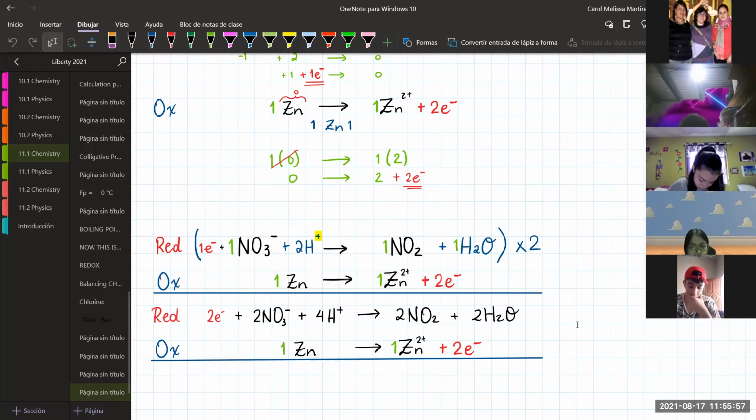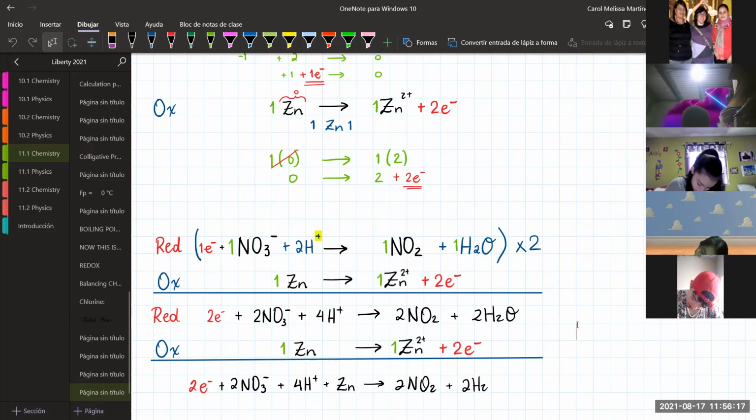So I will have 2 electrons plus 2NO3 minus plus 4H plus plus zinc, invisible 1 zinc, producing 2NO2 plus 2 water plus zinc 2 plus plus 2 electrons.